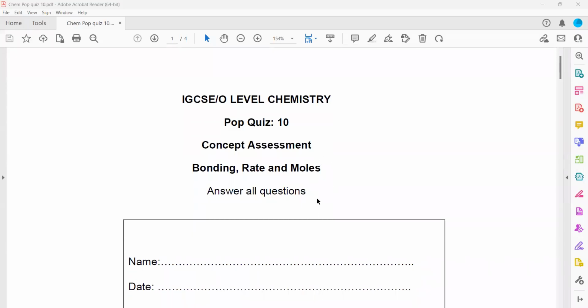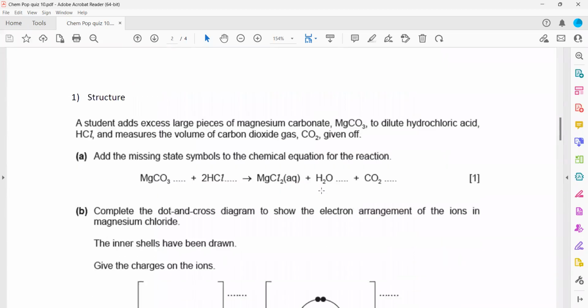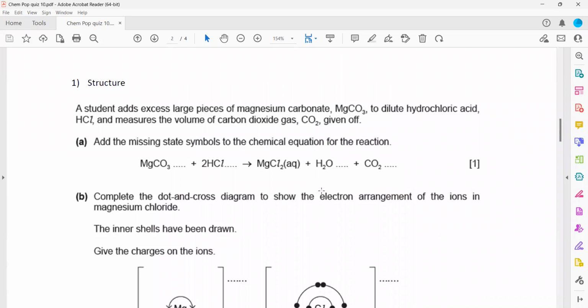So this was pop quiz 10, which was related to the topic bonding, rate and the moles. So the first question: a student adds excess large pieces of magnesium carbonate to hydrochloric acid, and he measures the volume of carbon dioxide gas given off. Add the missing state symbols to the chemical equation.